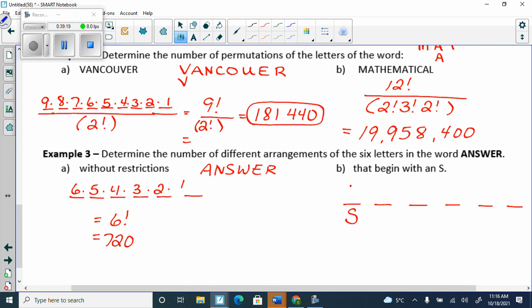Not trickery. How many options of S's? 1. Then I set a letter down. How many do I have for the next blank? 5. Then. So it's actually 5 factorial, which is 120. You could go 5 factorial times 1. But it's still 120. I didn't have to divide by anything because answer has no doubling, tripling letters, right? Then flip over.